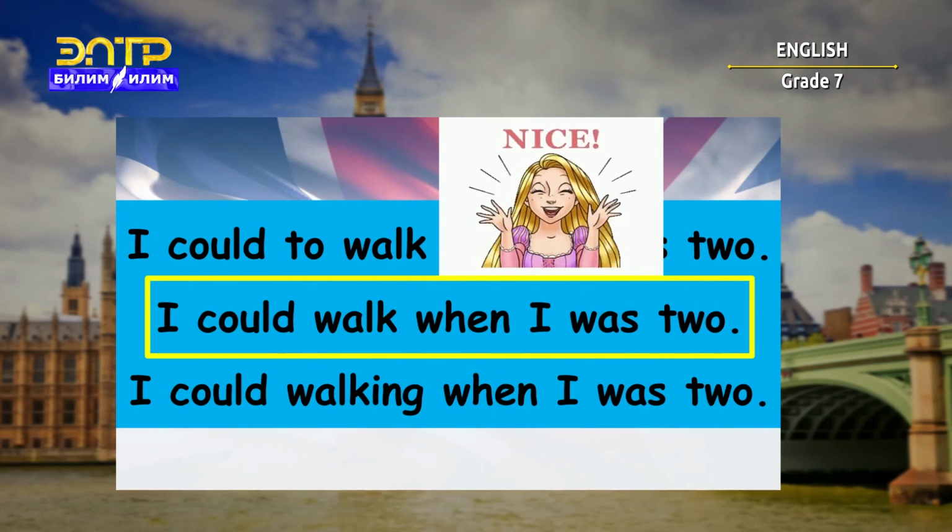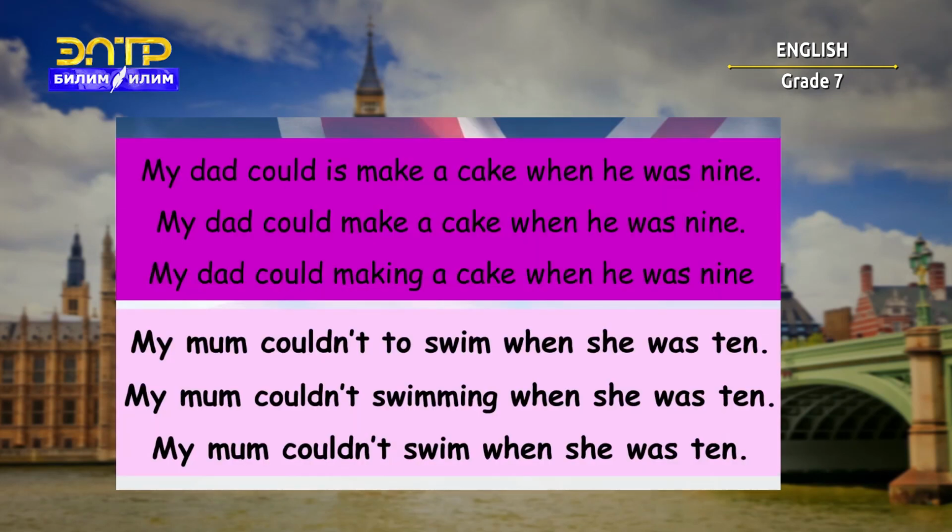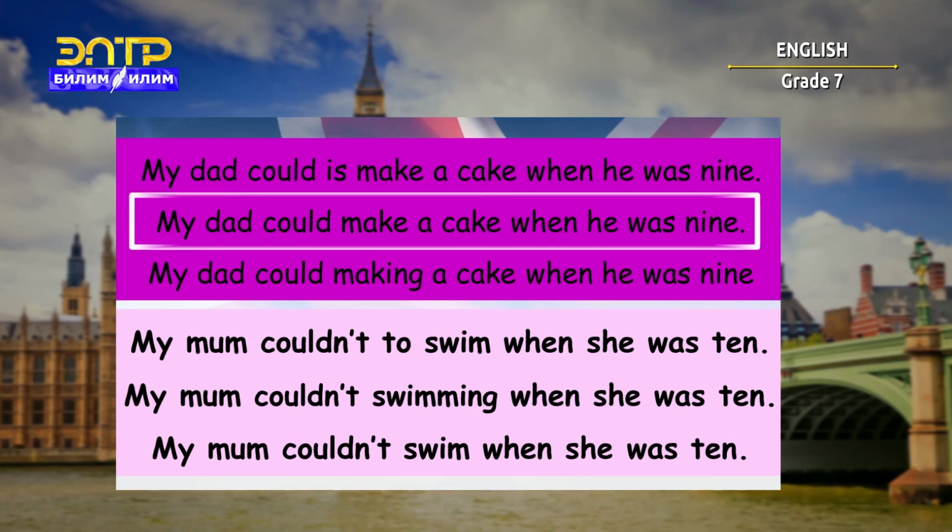Let's do the next one. My dad could make a cake when he was 9. My dad could make a cake when he was 9. And the last one. My dad could making a cake when he was 9. And the right answer here is the second sentence. My dad could make a cake when he was 9.